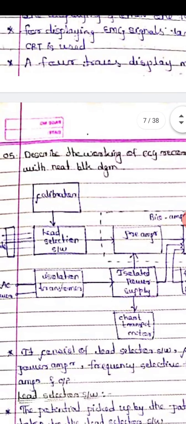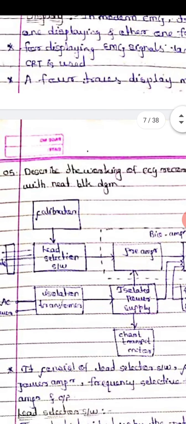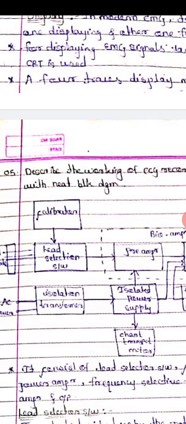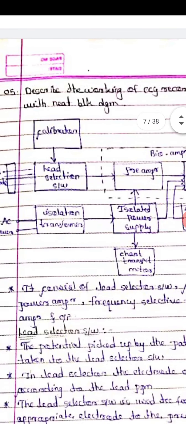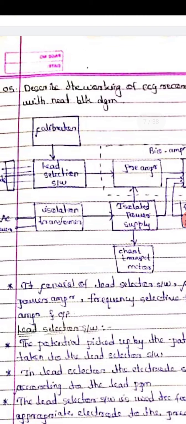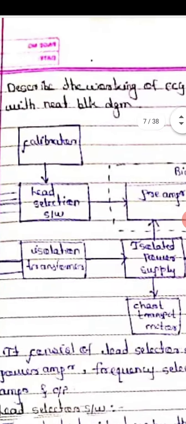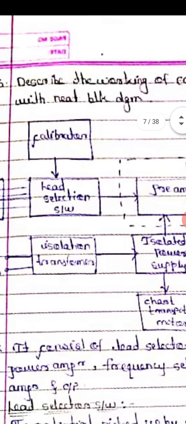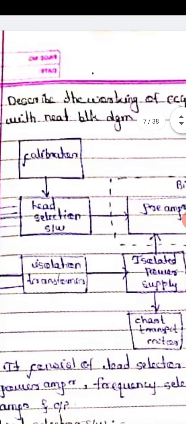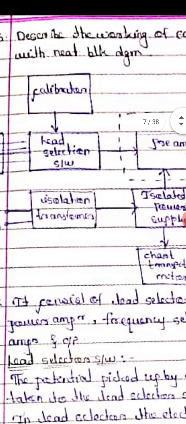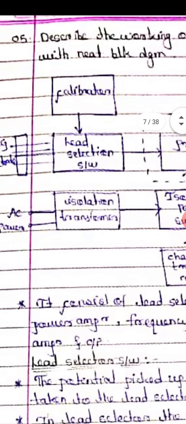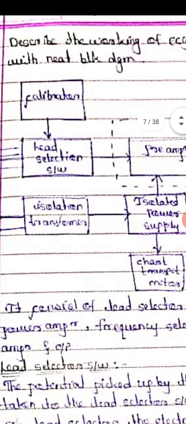Before starting the ECG measurement, the calibration is done for the electrodes. Calibration means that for a standard voltage, the electrodes will be checked or measured. Using a voltage divider network, they get a 1 millivolt voltage, and for that voltage they calibrate all the electrodes before starting the ECG measurement.